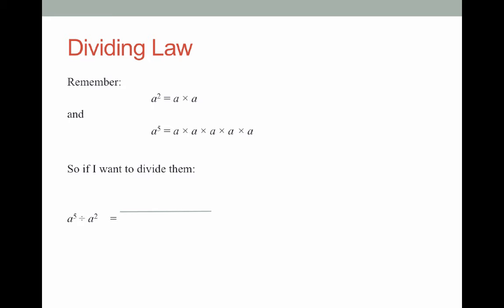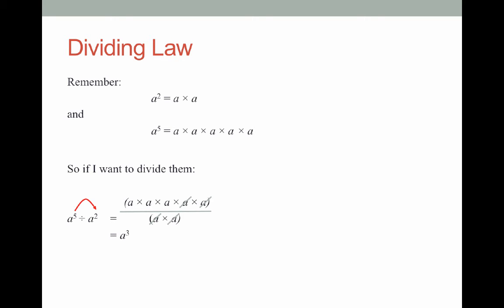So I would have a fraction where I would have a to the power of 5 on top, and I would divide it by a to the power of 2 on the bottom. Now whenever you cancel in a fraction like this, that is, you have something common in the top and something common in the bottom, we cancel them out like this. We just cross them out. And for every a on top that matches up with an a down the bottom, we can cancel them out. This leaves me with a times a times a, which is a cubed.